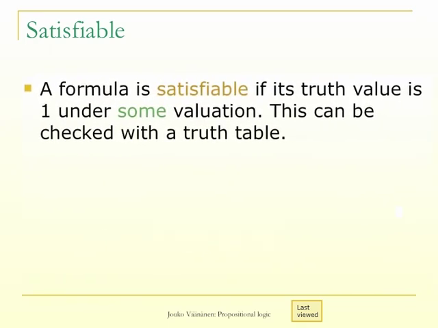A formula is satisfiable if its truth value is 1 under some valuation. This can be checked with the truth table. Uttering something which is satisfiable is like saying something which could in principle be true. For example, if I say, "It rains but it is not snowing," I may be right or wrong about the current weather, but surely it could be the case that it rained and at the same time did not snow.